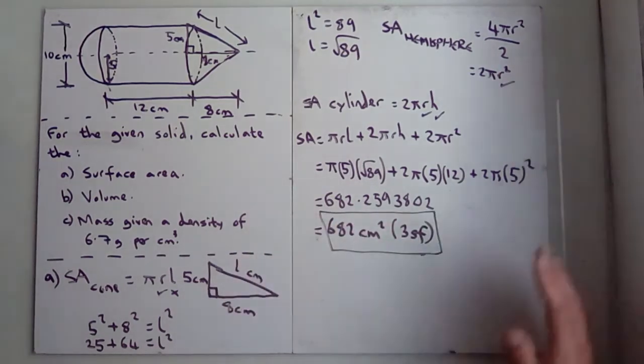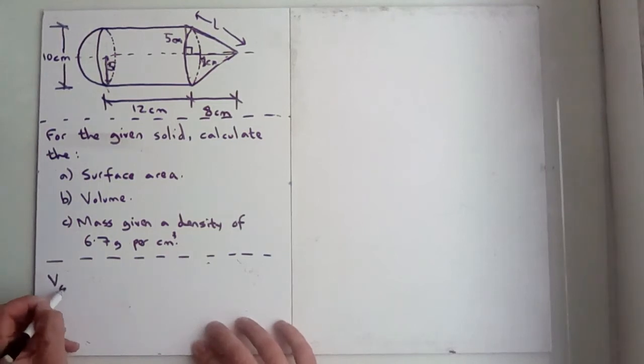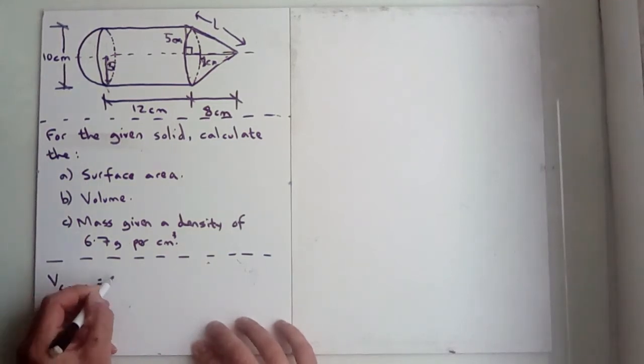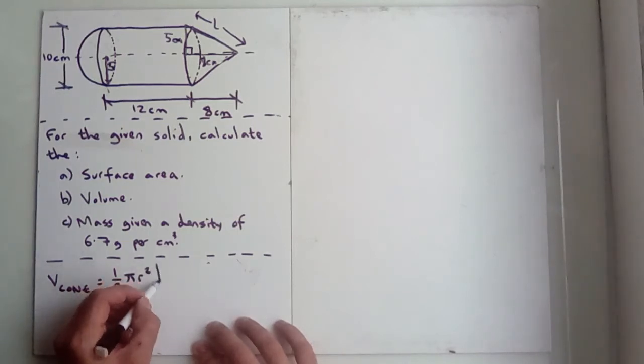It is a surface area. Okay, now for the volume of the shape. And volume should be a bit easier than the surface area, hopefully. So, looking at the formula sheet, the volume of a cone equals 1/3 pi r squared h.